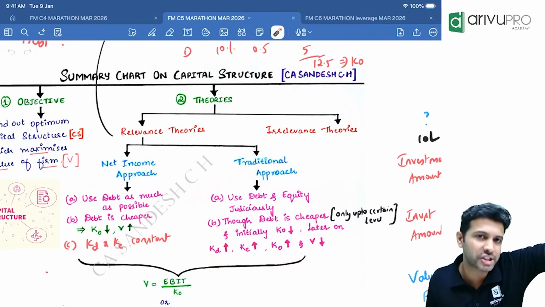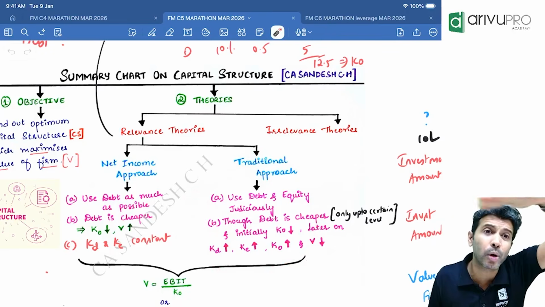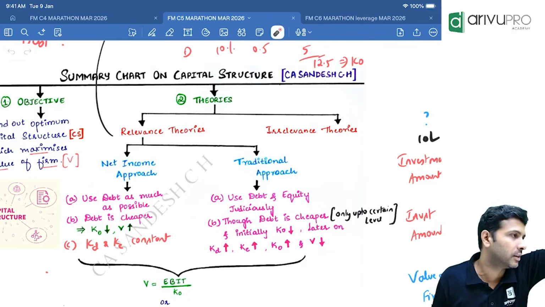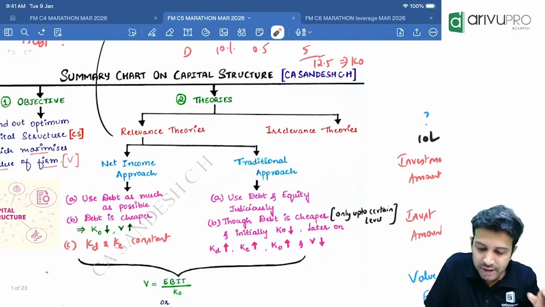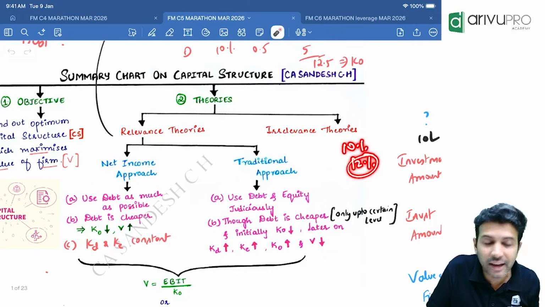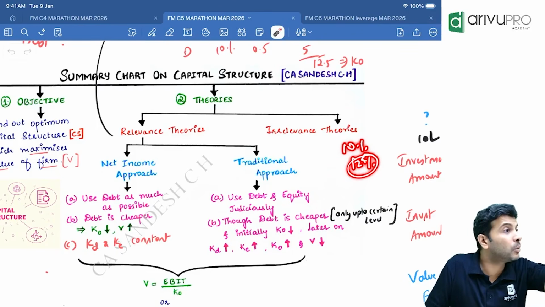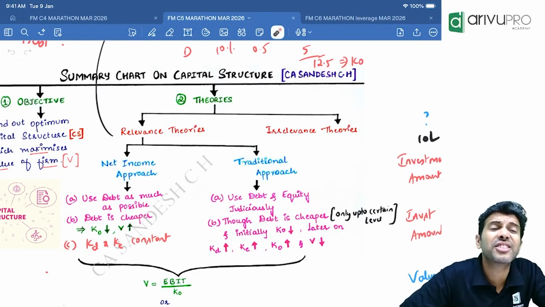Debt, no doubt, is a cheaper source of finance, but debt is cheaper only up to a certain level, not forever, only up to a particular level. After that, initially I took the loan at 10, now I'm taking it at 12. So after that level is breached, the cost of debt will increase. And taking debt is a risky affair. Why?